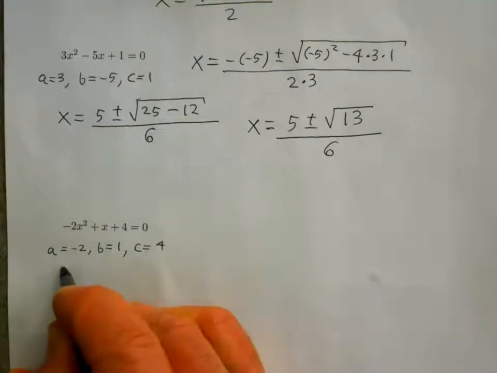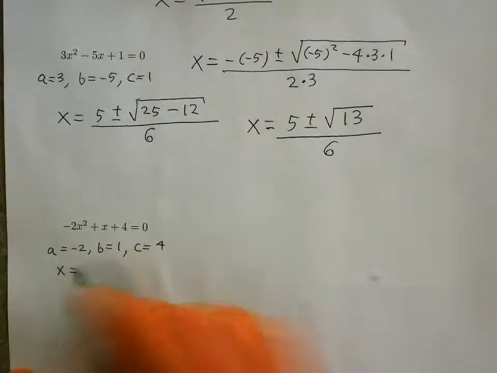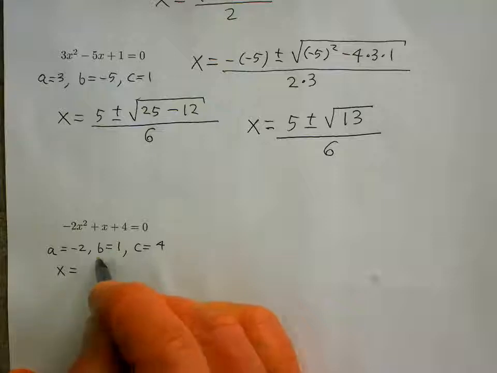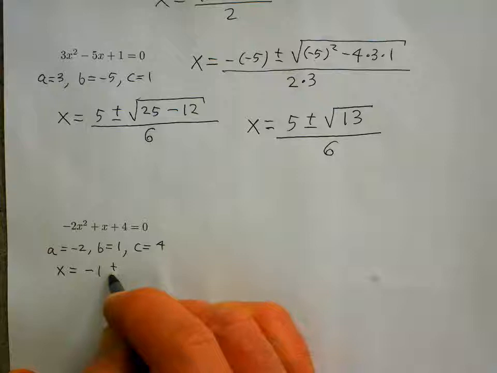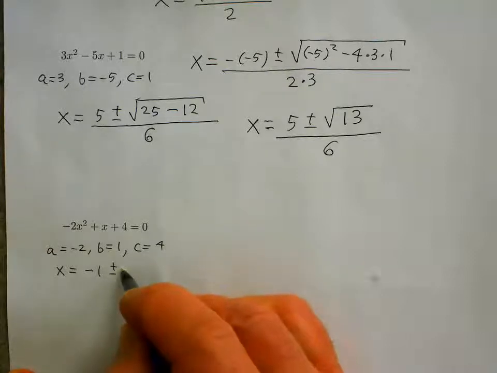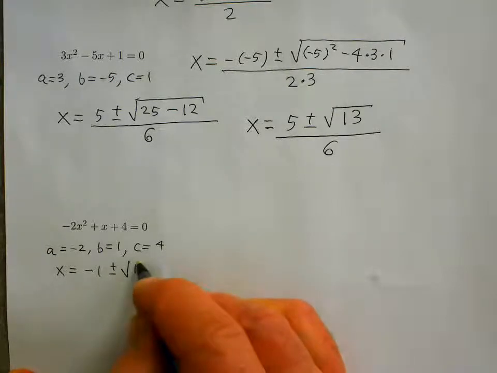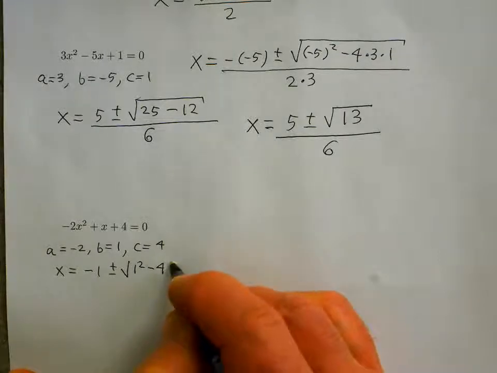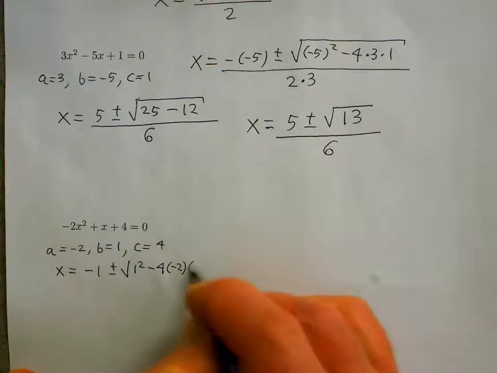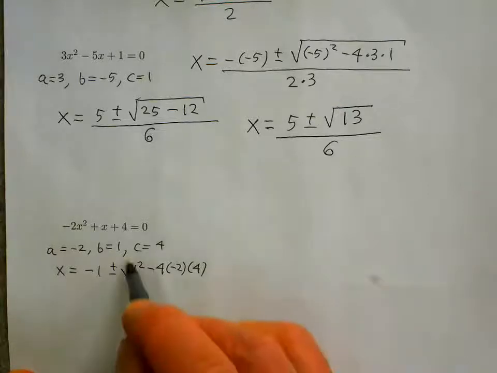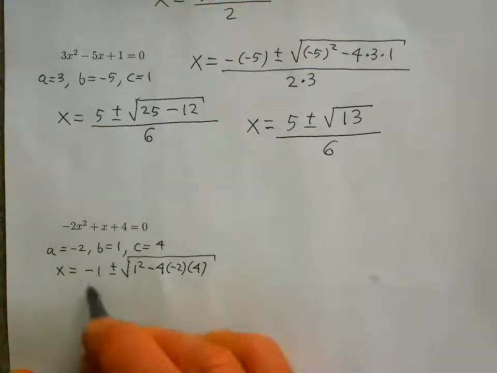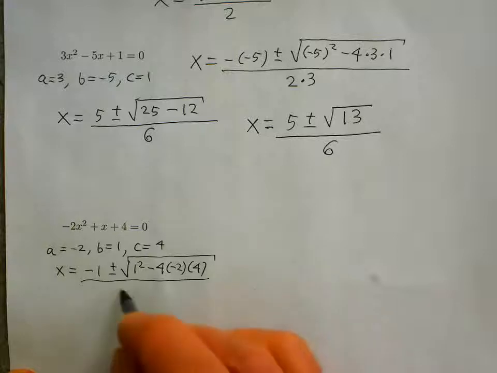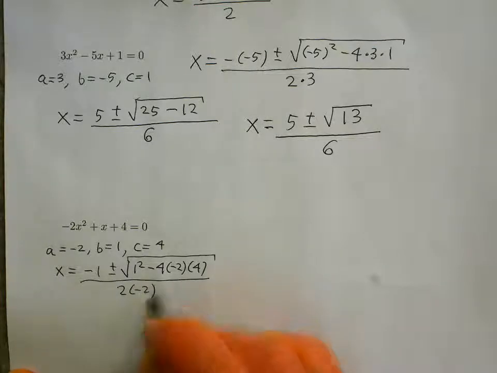So our solutions, x equals negative b, so negative 1 plus and minus the square root of 1 squared minus 4 times negative 2 times 4, all divided by 2 times negative 2.